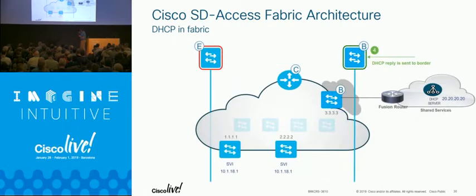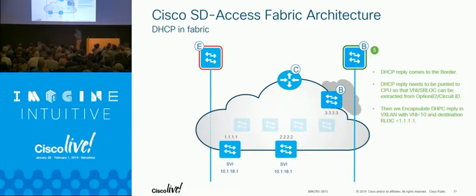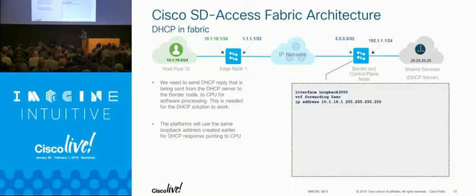Now, the reply comes to the border. Perfect. The border is going to look at that option 82, and it is going to parse the option 82 saying, hey, I got a DHCP reply back, and in the DHCP reply, I have an RLOC of 1.1.10, and I have a VNI of 10. That means this particular border node will send the DHCP reply to this edge node. That is the innovation we have done to ensure your DHCP reply is routed to the right edge node instead of going to another edge node. Right? So the way that happens is, since you have a loopback on your border node, the DHCP reply comes to the border node.